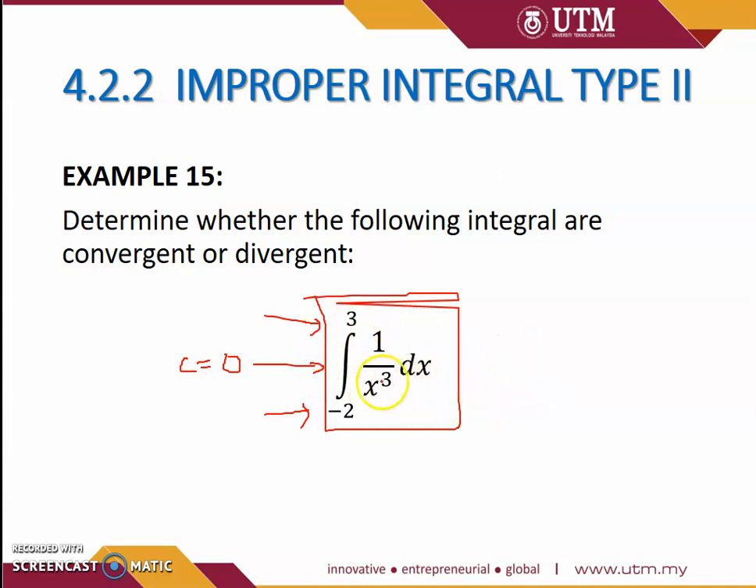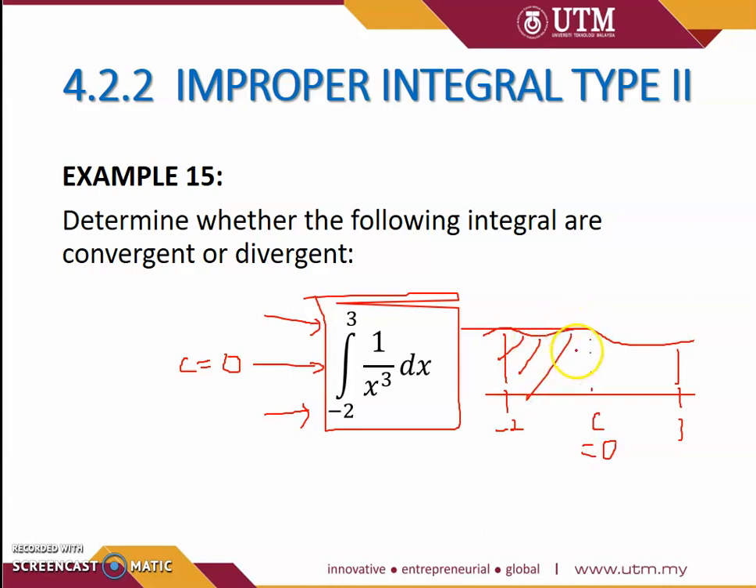So for this integral, we need to separate the integration, because we have negative 2 and we have 3, but it is discontinuous at point c, which is 0 in this case. Basically, we need to integrate the first part from negative 2 to 0 negative, which is part A. The second part is we need to integrate from 0 positive to 3, which is part B.